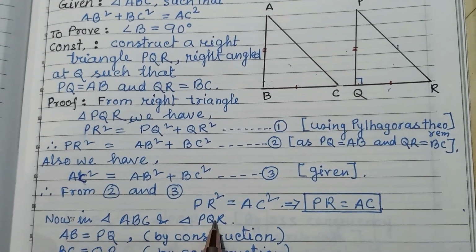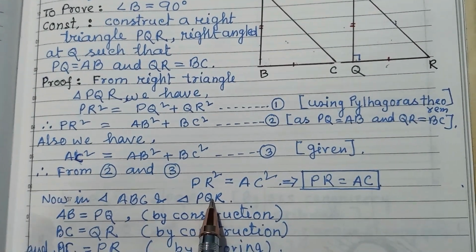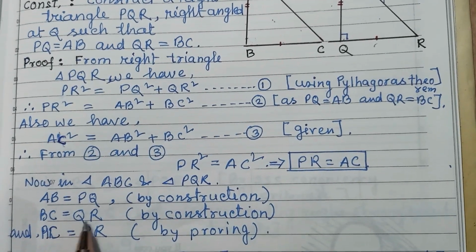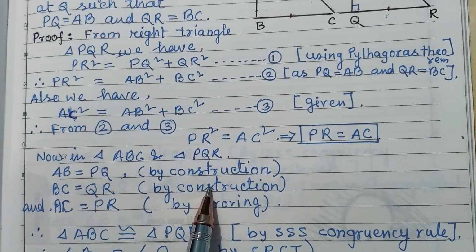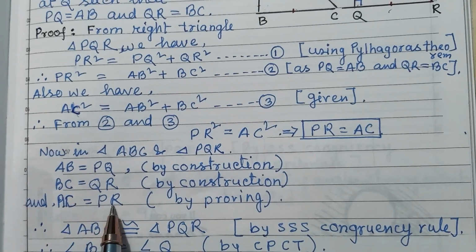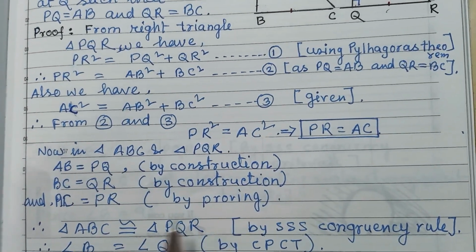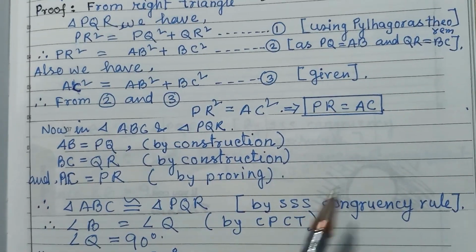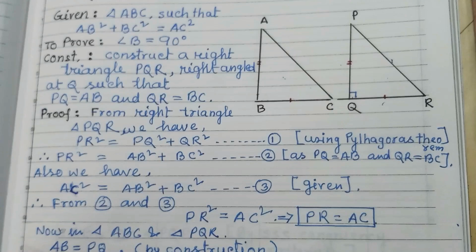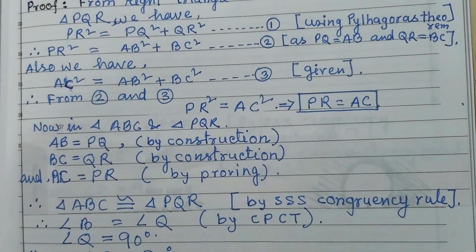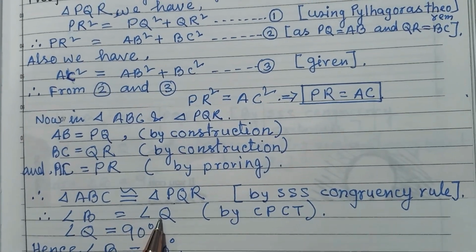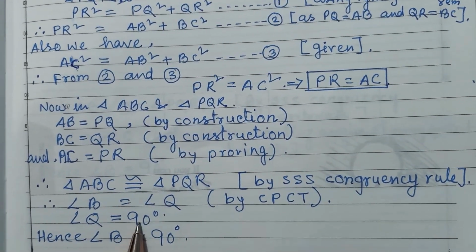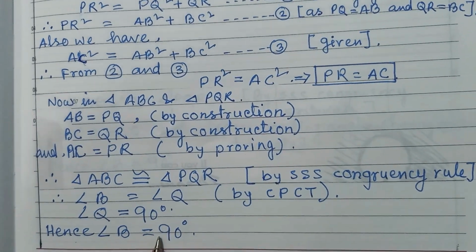Now in these two triangles, ABC and PQR, let us try to prove them congruent. First AB is equal to PQ, BC is equal to QR by construction. These two are equal as we have taken. AC is equal to PR, we have just proved that. Therefore by the side congruency rule these two triangles are congruent. As they are congruent, by CPCT we can write angle B is equal to angle Q. Angle Q is 90 degree, already in construction we have done that. Therefore angle B is also 90 degree.